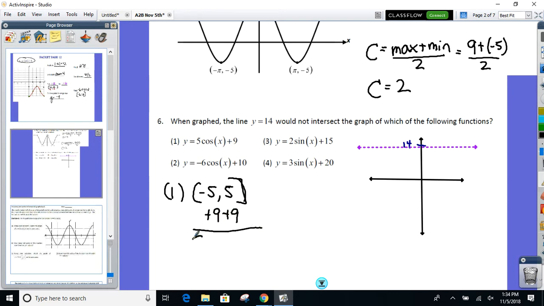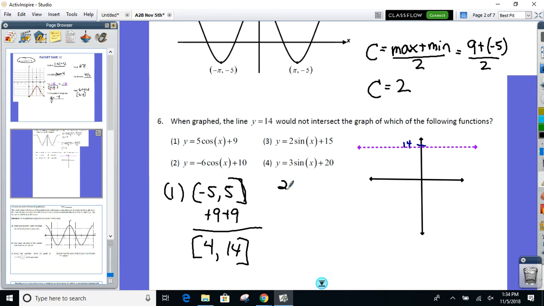All right, so here you go. What's my minimum for choice 1? 4, and my max? Okay, so think about this. It's going to go up to 14. Will that line intersect it? Yeah, just barely on that maximum, it's going to intersect. Everyone agree it's going to intersect? Just once, but it'll intersect.